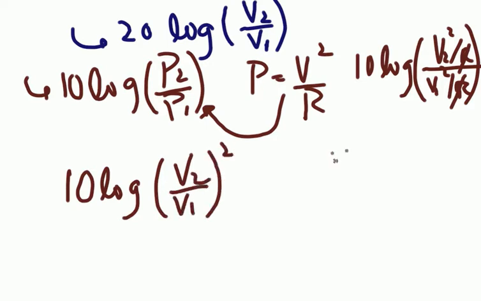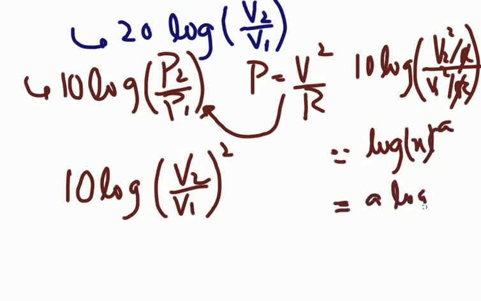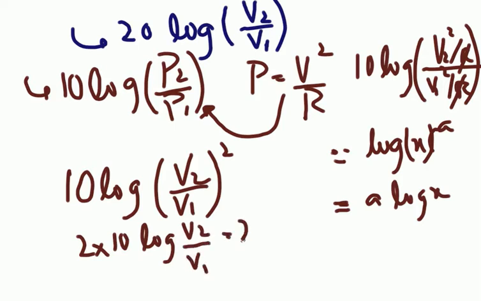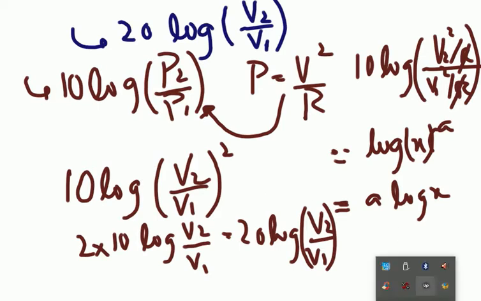Now we know the logarithmic law, which is log x to the power a is actually equal to a times log of x. Applying this law here, we get 2 times 10 log of V2 over V1, which is equal to 20 log of V2 to V1. So this is how we get the formula for calculating decibel value when the ratio is of voltages.